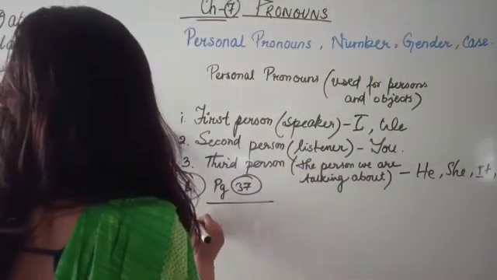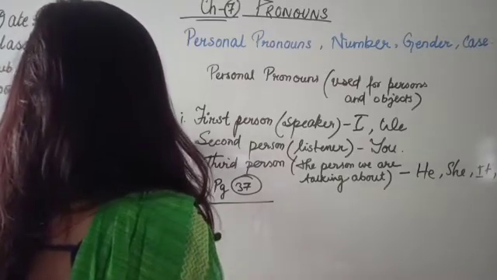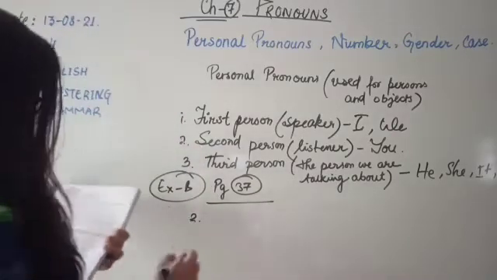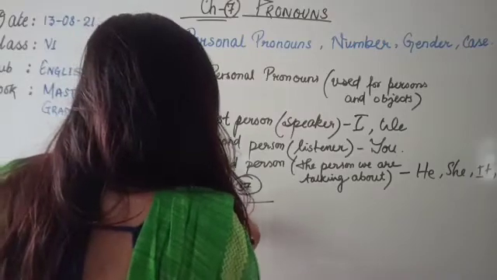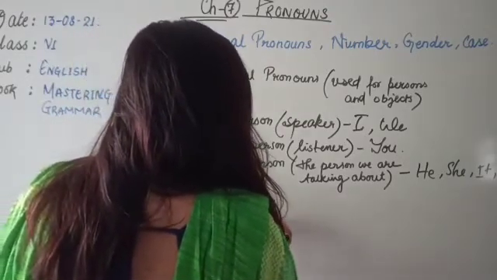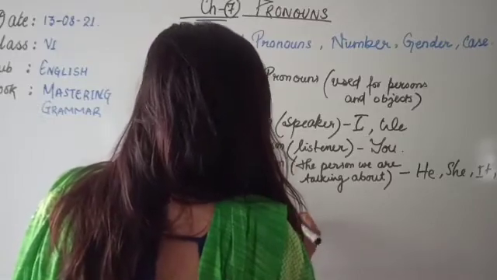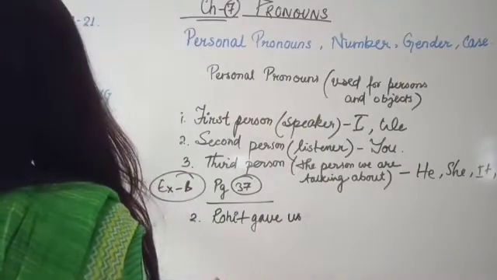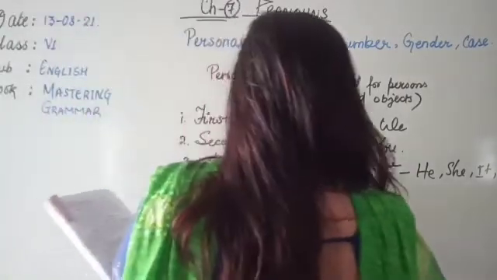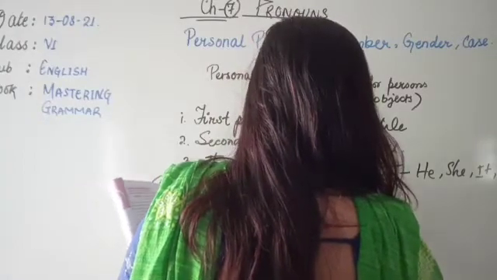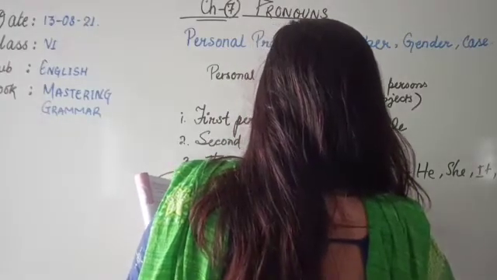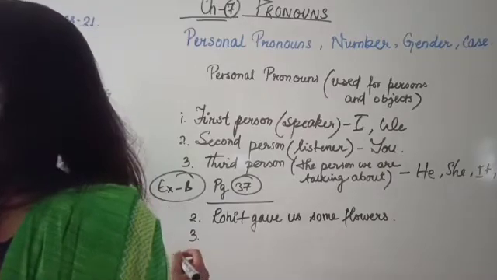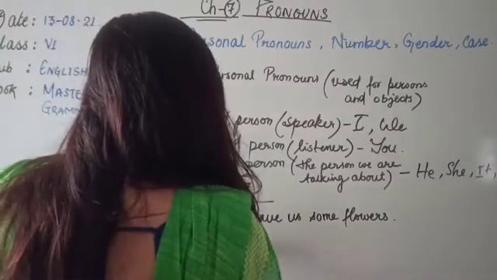Number 2. Now we are going to start from number 2. Rohit gave me some flowers. Okay. Rohit, our pronoun is here me, so Rohit gave us. Me will become us. Some flowers. Yes, flowers. Number 3 now. Send the letters to him. Send the letters to them.